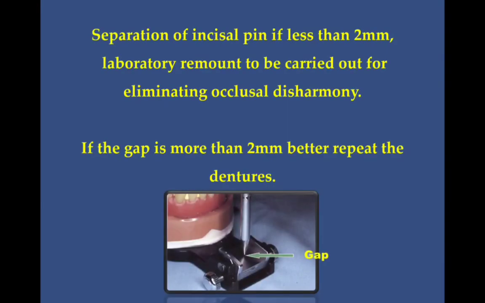First we need to check the incisal guide pin and guide table relation. Most of the times there is a gap between the incisal guide table and the incisal pin. If this gap is more than 2 mm, it is advisable to repeat the denture procedure, because the processing errors are so much that it is not advisable to do selective grinding in this case. You are going to over trim the occlusal surfaces, and this type of over trimming is not advisable. So if it is more than 2 mm, it is better to repeat the denture.